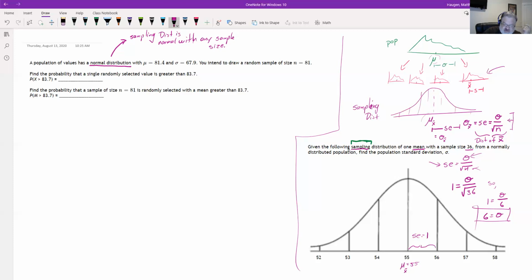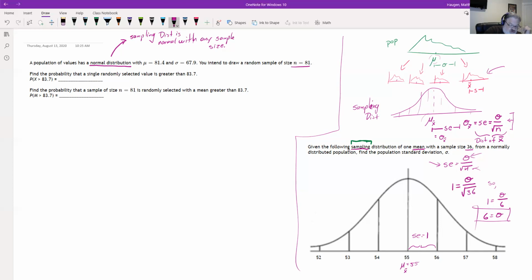Now, because the sample size in this question is 81, the sampling distribution was going to be normal anyway. Fair? But even if this sample size was really small, even down to n equals 1, we know our sampling distribution would be normal. By the way, if your sample size is 1, then your sampling distribution looks like your population. It is exactly your population. Just a fun fact.